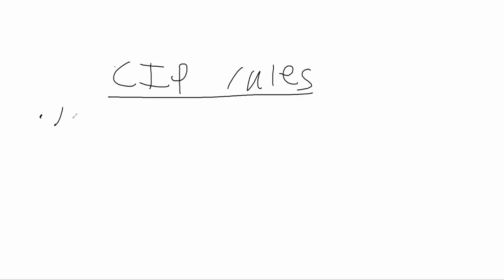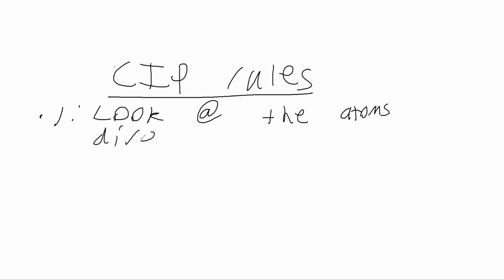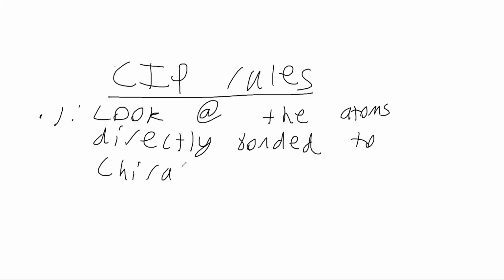So number 1 is, look at the atoms directly bonded to the chiral center, and then rank them based on atomic number.